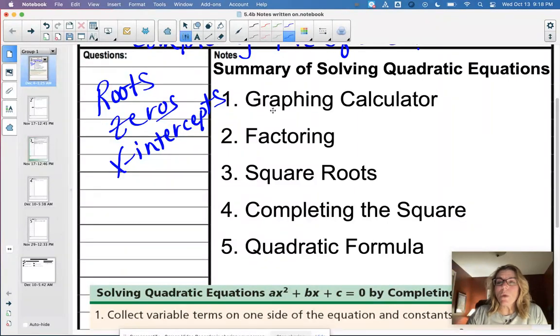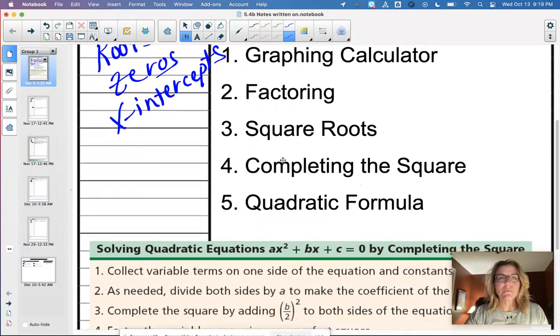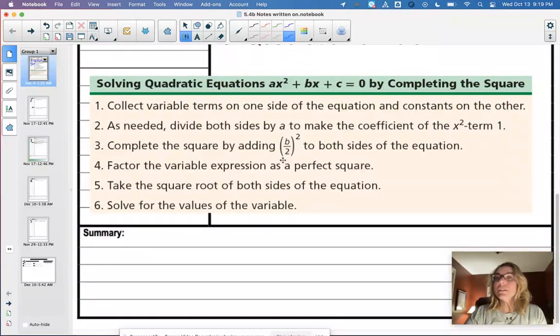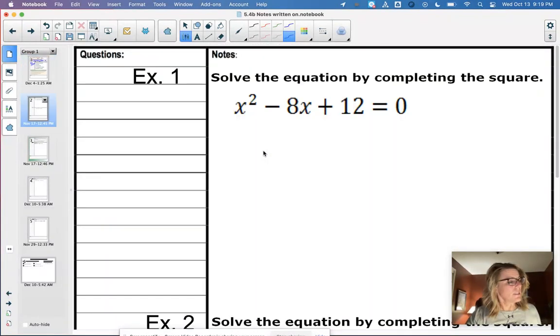There are some times when factoring is not possible. Square roots may not be possible, so then we might use completing the square. The quadratic formula is the method that always works, and there are no exceptions to that, and we will talk about that when we get to that lesson. Here are the steps again to completing the square, and we will go through these steps as we go through the problems. Example 1.